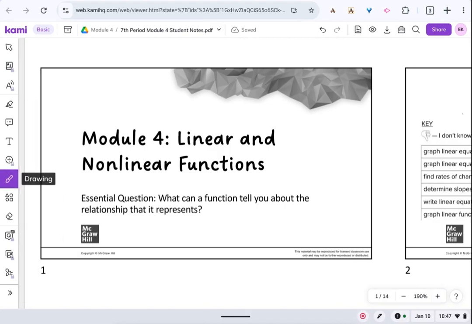So remember, anytime we see this word linear, we're thinking about a line, and a line looks like this on our graph, okay? So that's our main idea for this unit. We're going to be graphing, working with slope and things like that, okay?